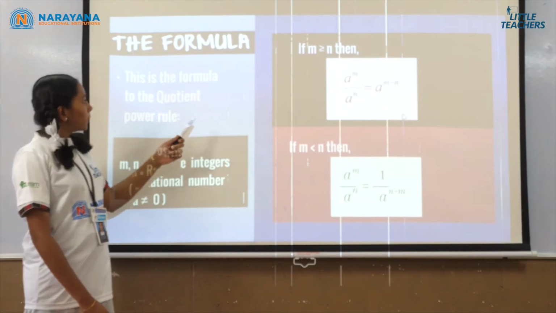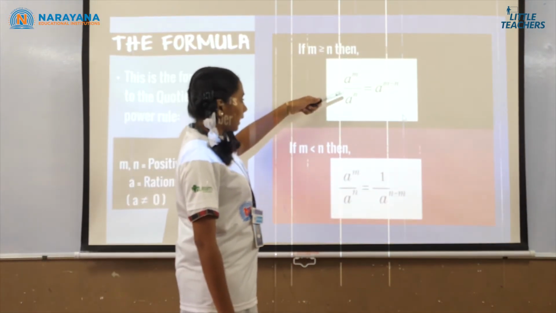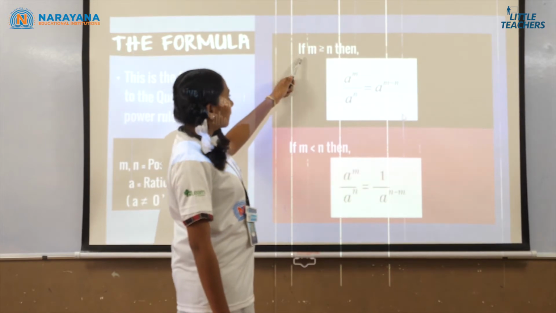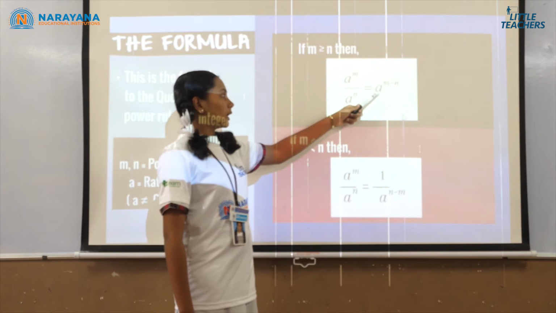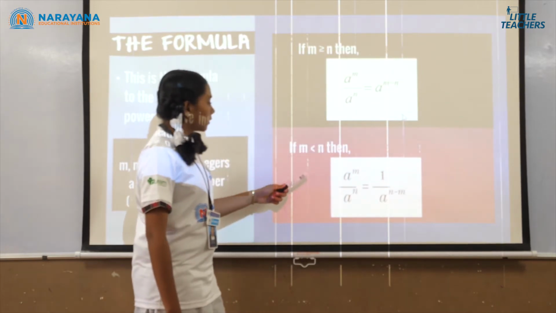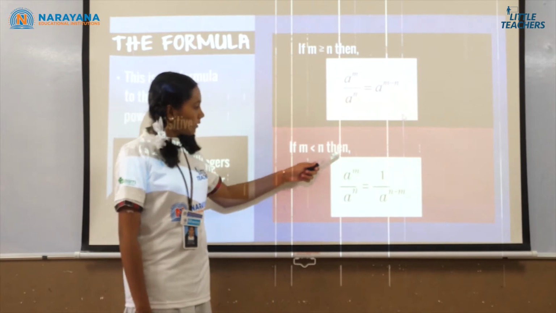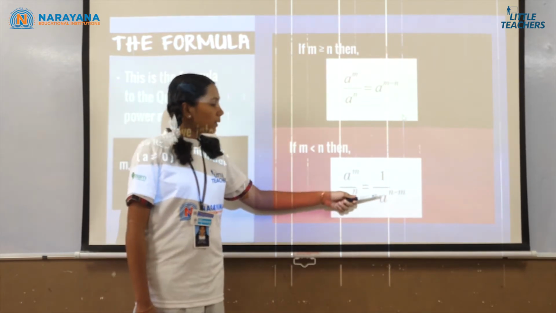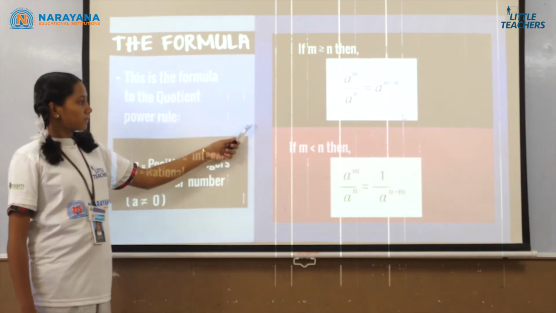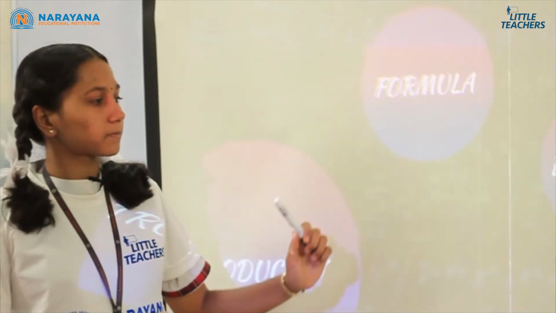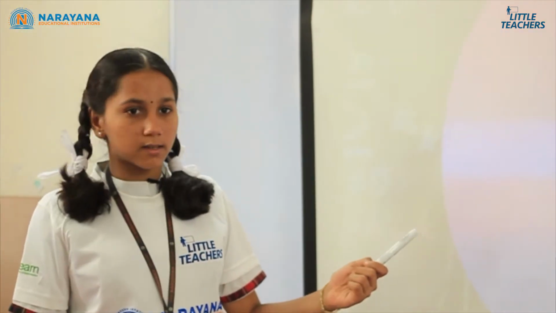The formula applied for this is a power m by a power n. If m is greater than or equal to n, then the answer will be a power m minus n. If m is less than n, then a power m by a power n is 1 by a power n minus m. Let us see some examples based on these formulas.